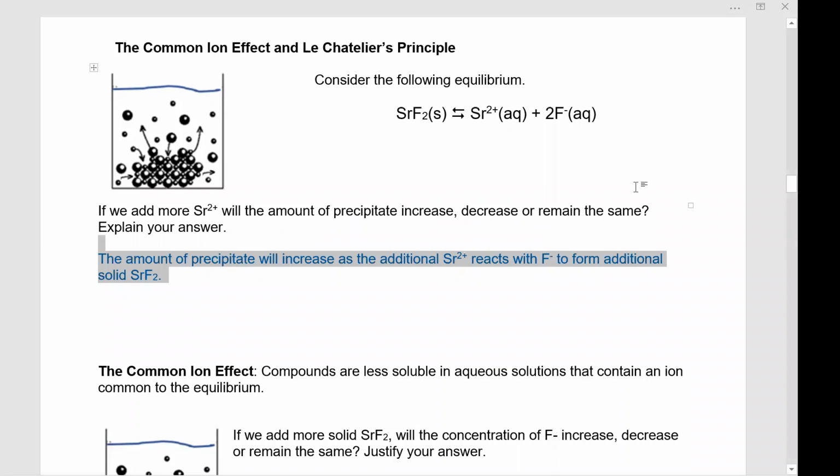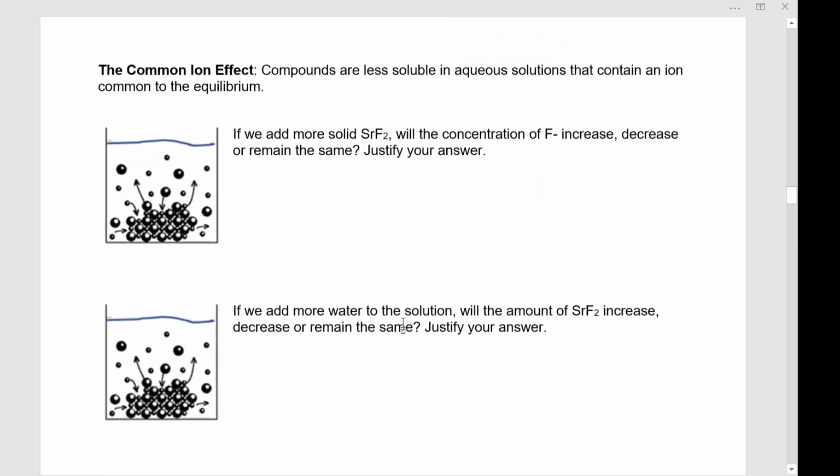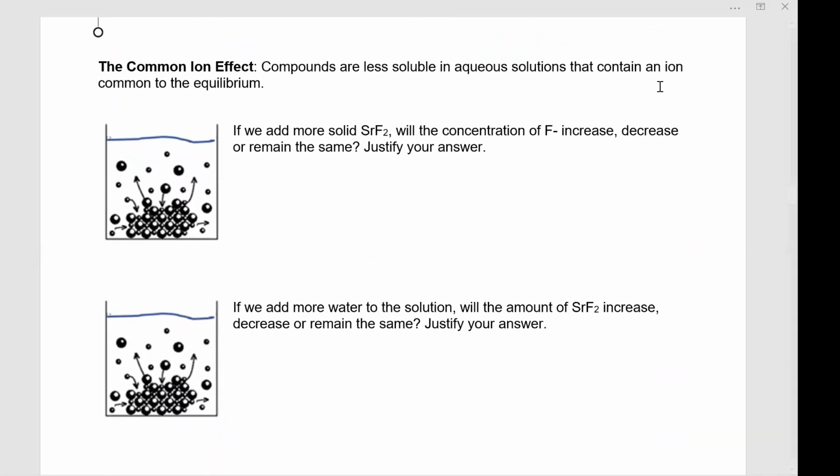You should have responded that the amount of precipitate will increase as the additional strontium ions react with fluoride to form additional solid SrF2. So what we'll see is some of the strontium and the fluoride ions depositing and coming out of solution. This is called the common ion effect. Compounds are less soluble in aqueous solutions that contain an ion common to the equilibrium.